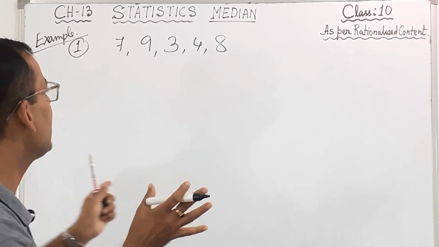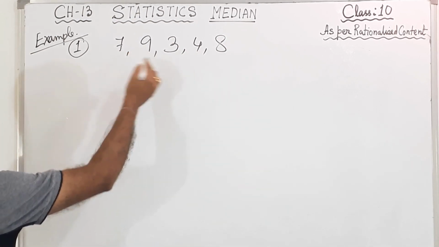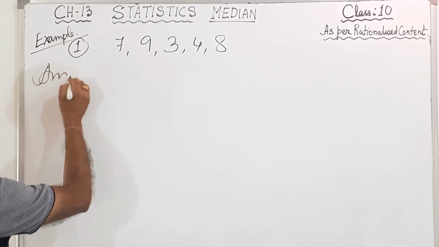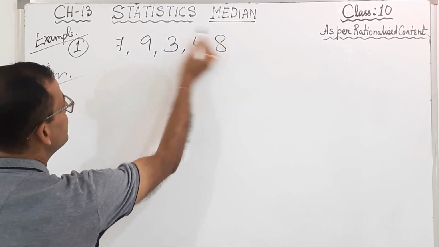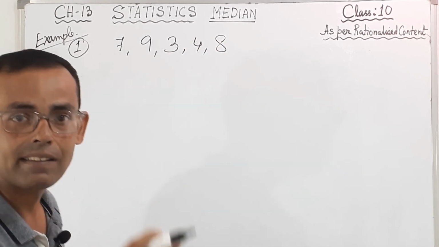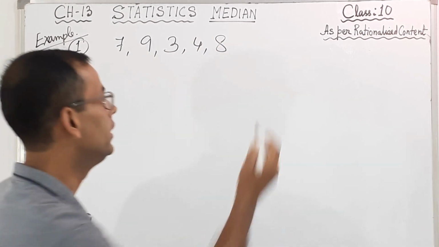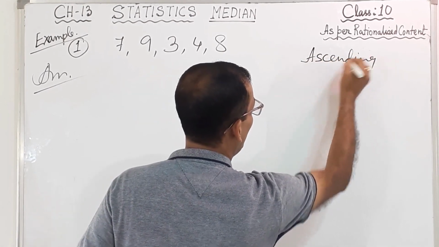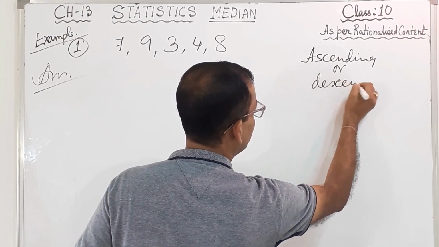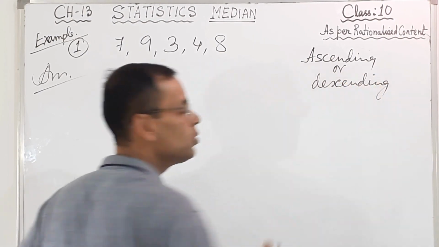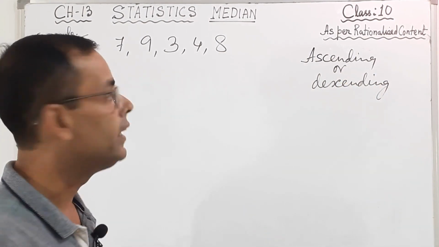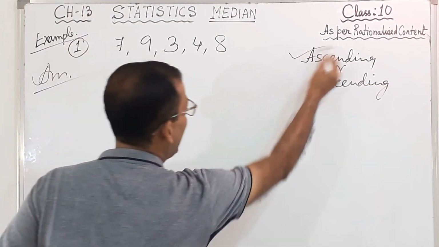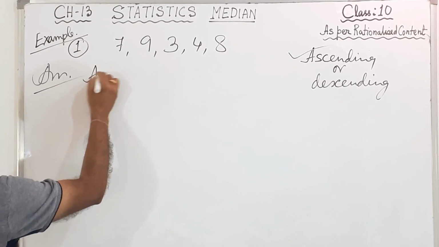So it is data. Now how do we find the median? What will we do? I will arrange these numbers in ascending order or descending order, either one. Ascending means small to big, descending means big to small. So let us follow ascending order.